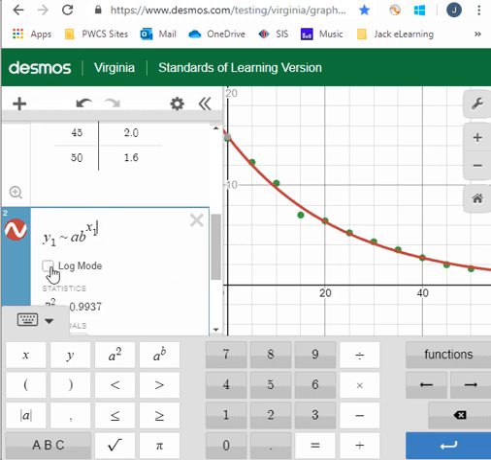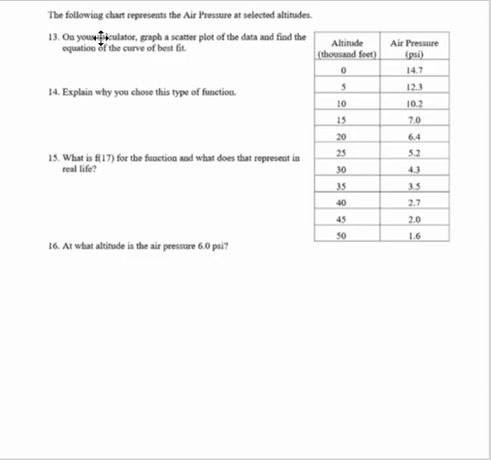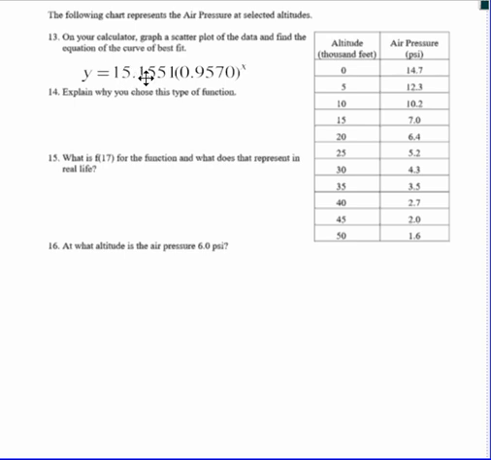Something we want to set in Desmos is to click the log mode, and that'll make sure that it gives us the same accurate equation that we would have gotten if we used a TI or another calculator. Like with our quadratic, we want to have two variables here that they give us the numbers for. So we're going to report our equation as y equals 15.151 times 0.9570 to the x power.